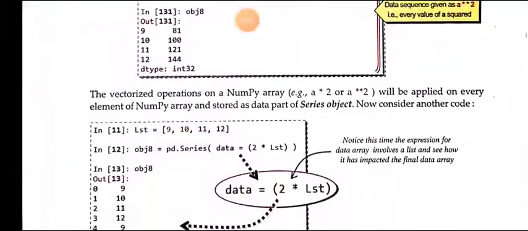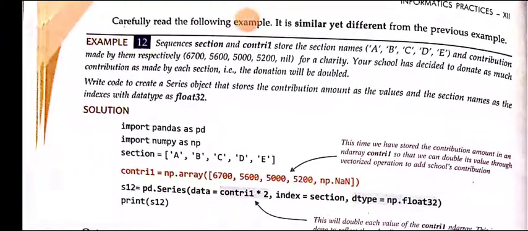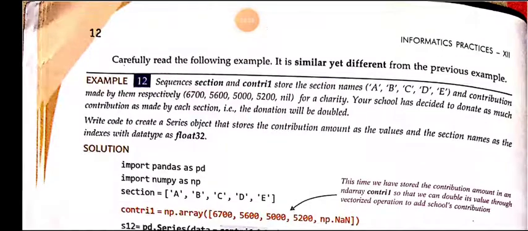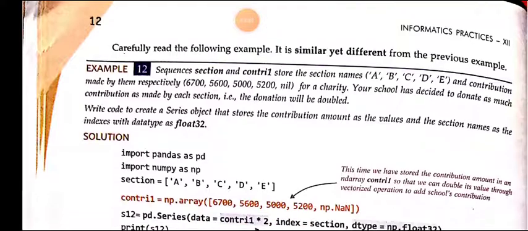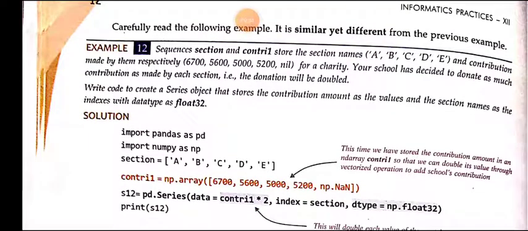Now moving forward, the next thing is example 12, a sequence of section names and contributions, like 6700, 5600, 5000, 5200 and nil for a charity.